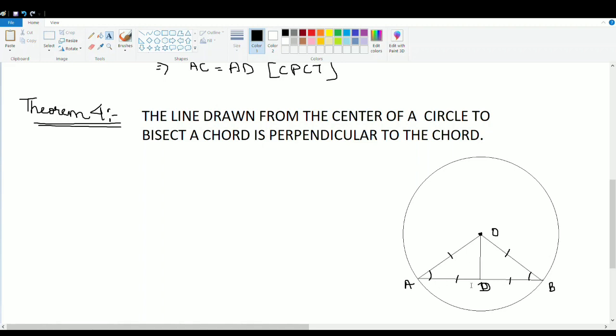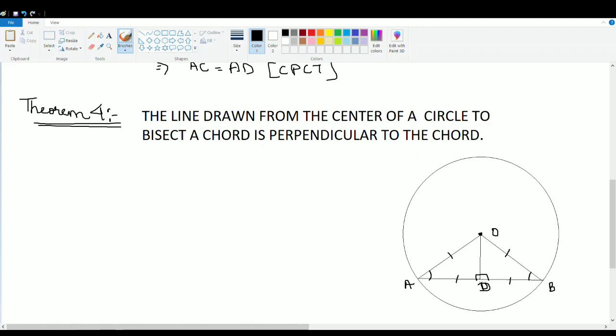So finally by CPCT you will know that this angle would be equal to this angle, but these two angles will sum up to 180 degrees. If the angles sum up to 180 degrees, then how much will one angle be? 2 times one angle is 180 degrees, so one angle will be 90 degrees. So that is the proof, an easy proof.